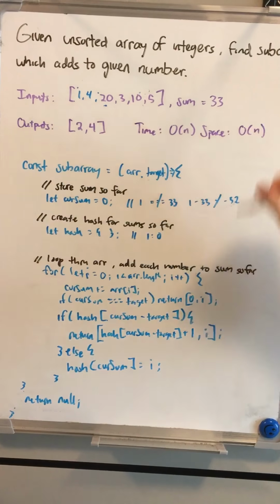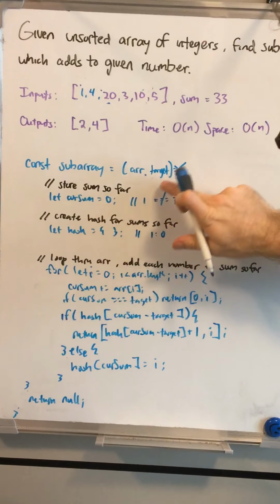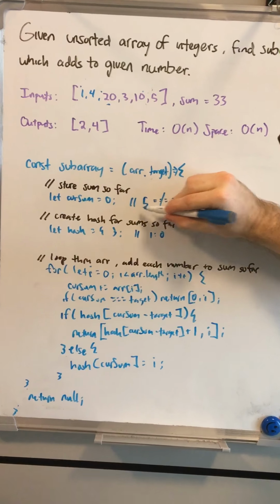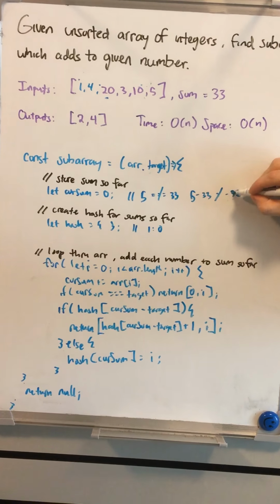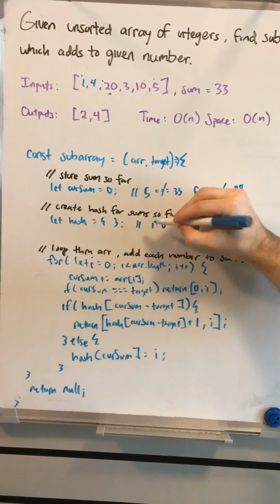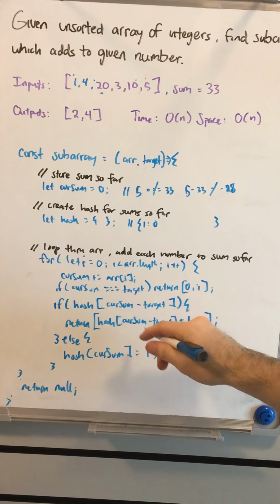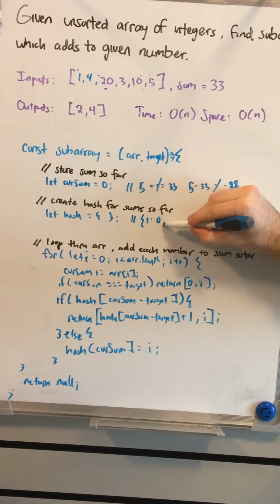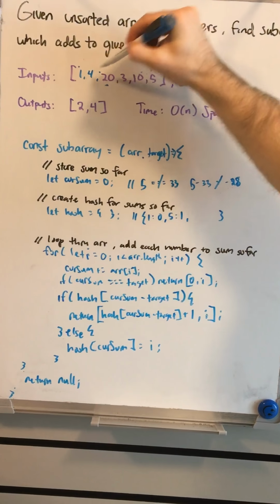So then we move on to the next number, which is 4. We add that to 1. So now it's 5. Is 5 equal to 33? No. 5 minus 33 is negative 28. Is that in the hash? No, we only have 1 in the hash right here. So it's not in there, so let's just add the current sum to the hash, which is 5, at its index. Then we move to 20.